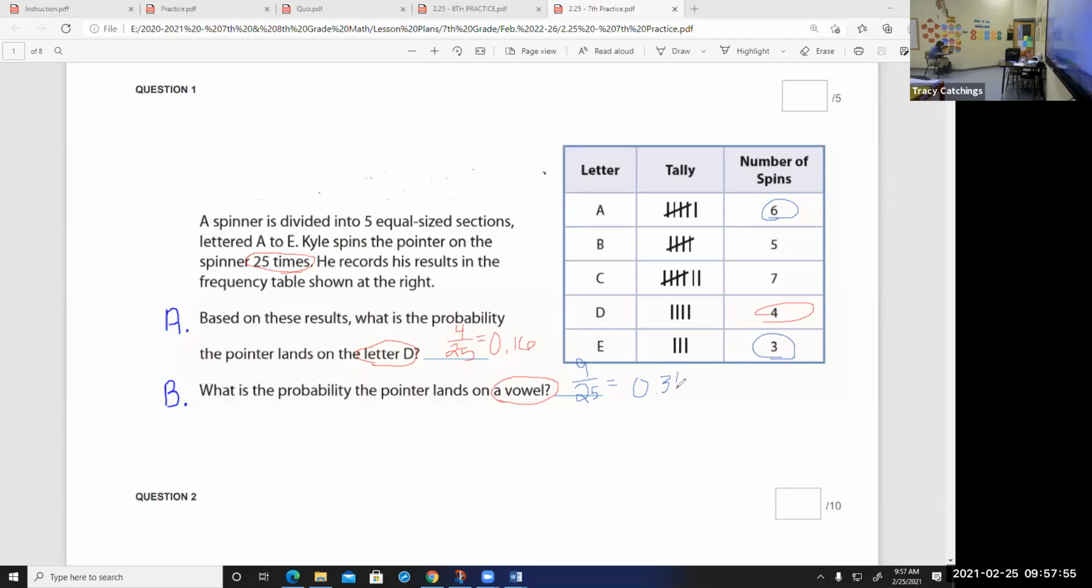Good job. Any questions about finding the probability from an experiment? They're going to give us the data, and we use that data to get the probability. Anybody still getting anything? You said hold up? Okay.